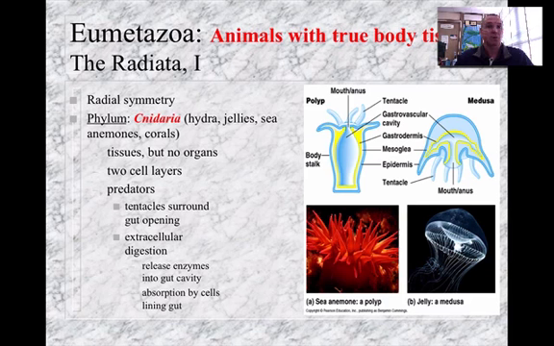You can think about a jellyfish as having a tissue, but you don't see organs in there. They have tentacles surrounded by a gut, and most of them release enzymes into the gut cavity, and they have an absorption lining in it, so they have a kind of extracellular digestion.